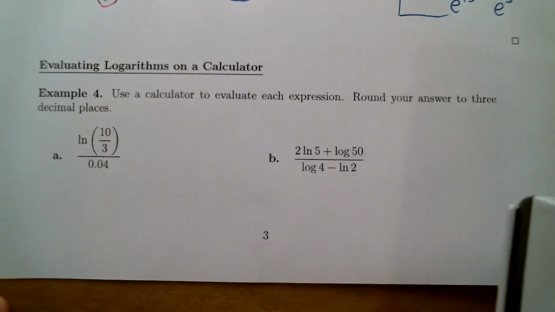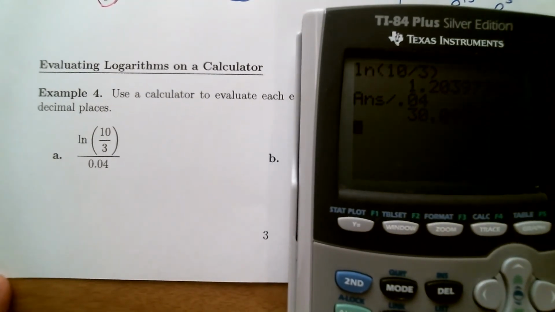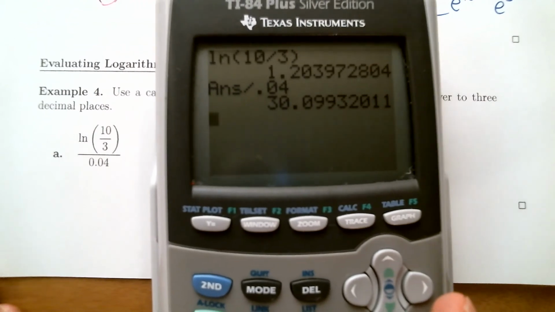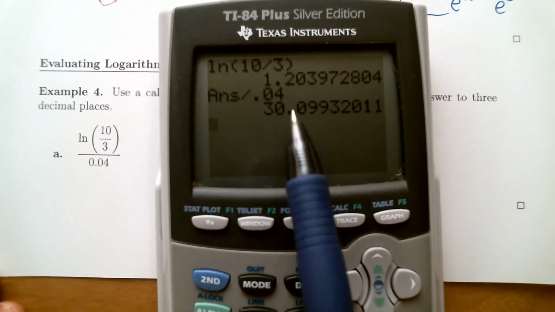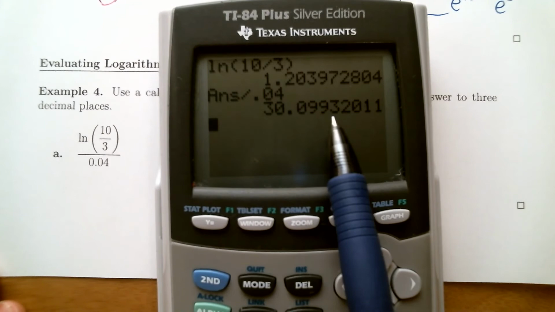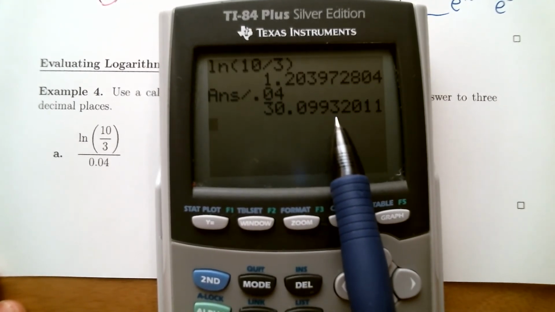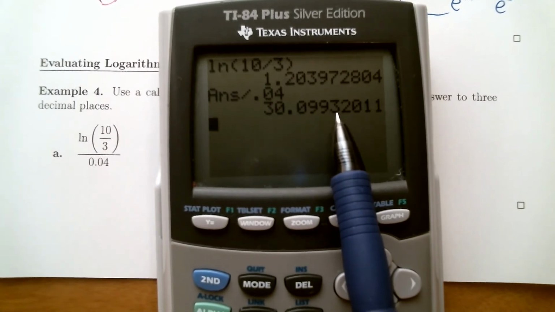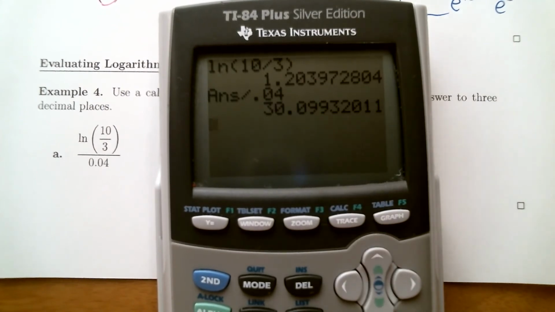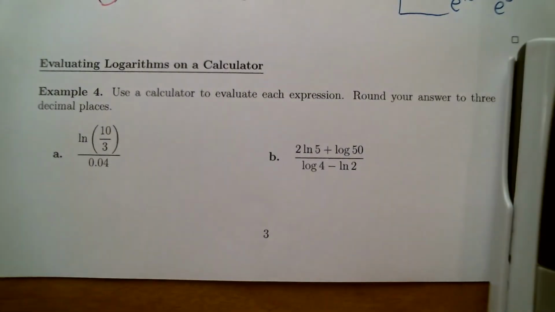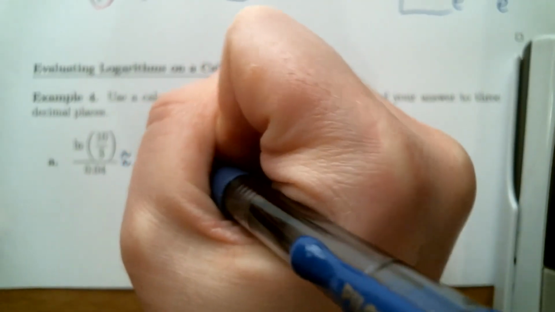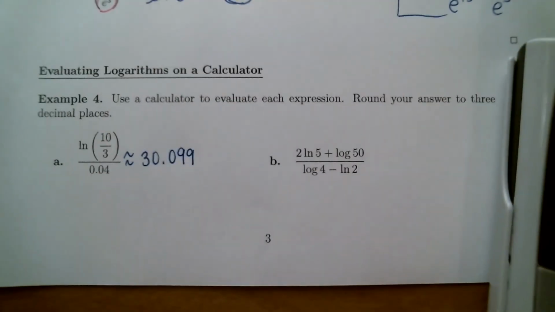It says to round to 3 decimal places. Usually you take that to mean 3 places after the decimal. So this is going to be 30.099. If these are your 3 decimal places, you look at the number after. For 0, 1, 2, 3, 4, you keep it the same, and if it's 5 or above, you round up. So here we're going to keep it the same. So this is going to be approximately 30.099.